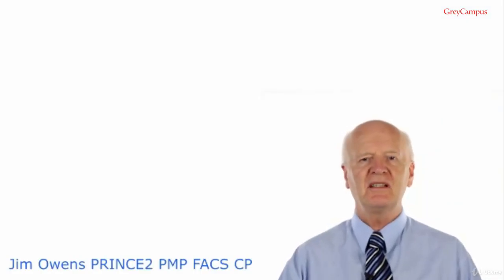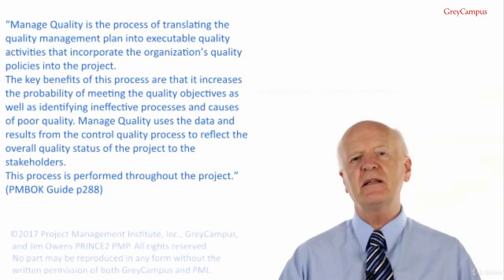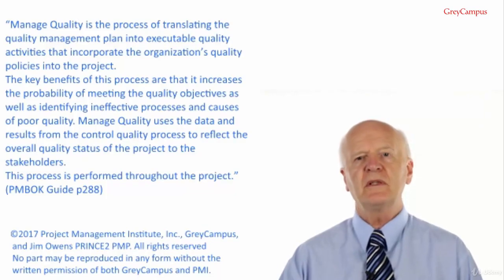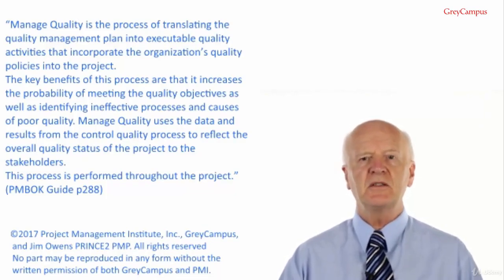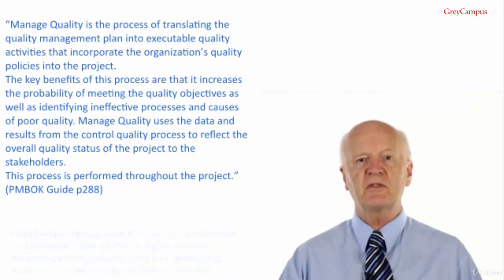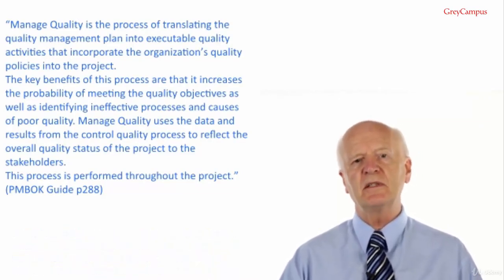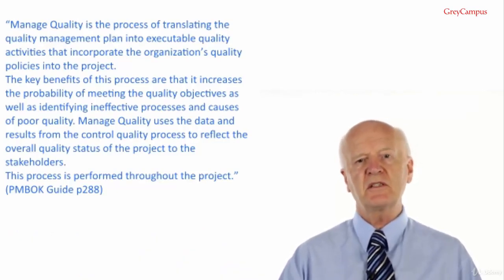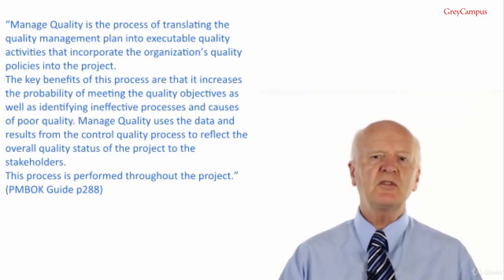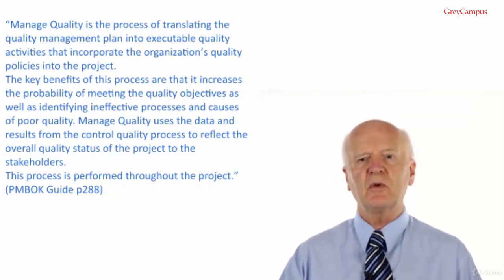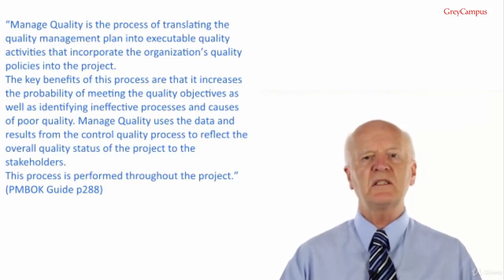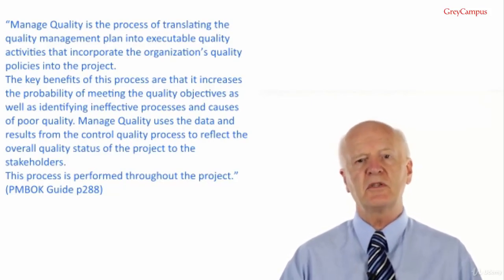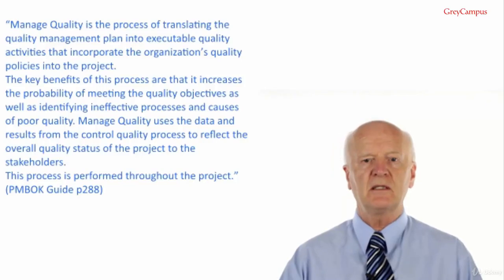8.2. Manage quality. Manage quality is a process of translating the quality management plan into executable quality activities that incorporate the organization's quality policies into the project. The key benefits of this process are that it increases the probability of meeting the quality objectives as well as identifying ineffective processes as causes of poor quality. Manage quality uses the data and results from the control quality process to reflect the overall quality status of the project to the stakeholders. This process is performed throughout the project, and it's from PMBOK Guide page 288.